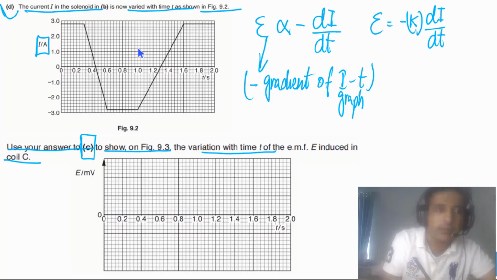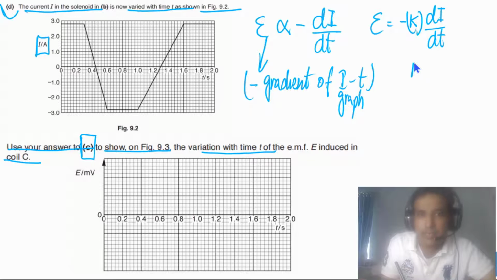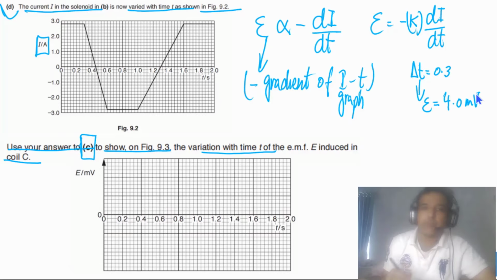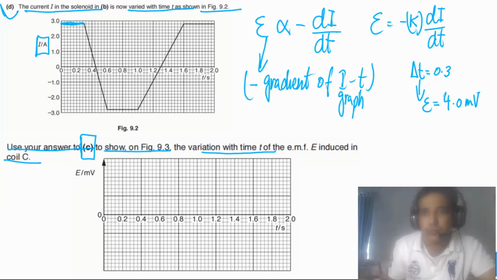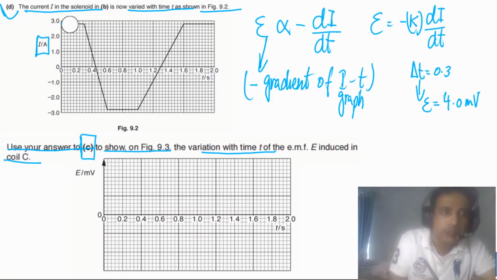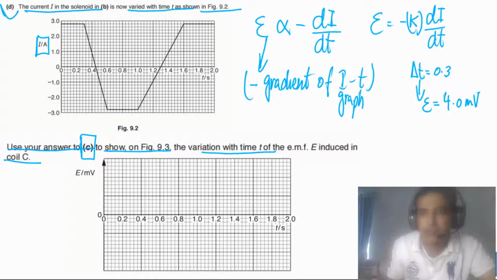In part C we have seen that for a time delta t equal to 0.3, the EMF induced was equal to 4.0 millivolts. So we have to use this point in our answer now. First of all, if you look at the gradient here, this gradient is 0. It means EMF is equal to 0 in the first part. So EMF here is equal to 0, and we can also draw some lines to understand in a proper way.